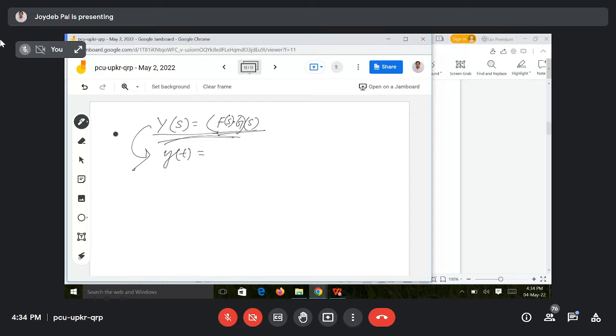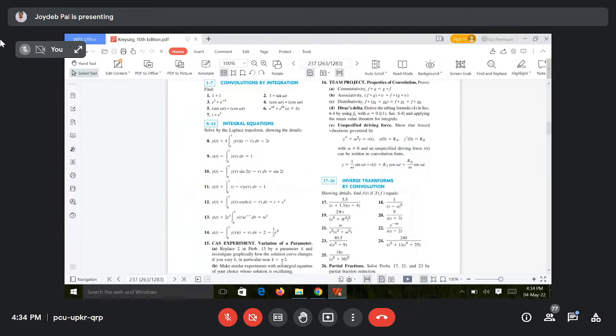So you get another way to solve initial value problems. And one more important part of this convolution theorem is that we can solve integral equations by the convolution theorem. So that is new. What is an integral equation? Differential equation we have seen, but what is an integral equation and how can we solve it? By Laplace transform or by using the convolution theorem.